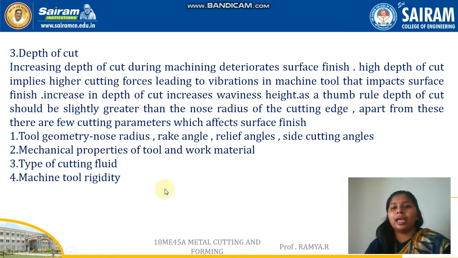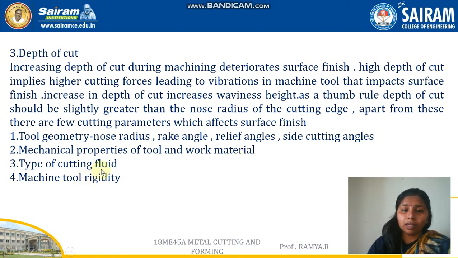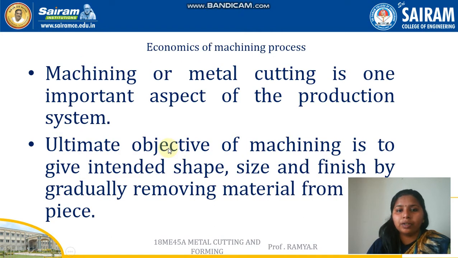The second one is mechanical properties of the tool and work material. These mechanical properties, such as strength, also influence the surface finish. The next one is type of cutting fluid. If the cutting fluid is not transparent and creates more foam, we cannot do proper machining, which results in a bad surface finish. And then machine tool rigidity. These are some of the parameters other than the cutting parameters which influence the surface finish. The next topic is economics of the machining process.